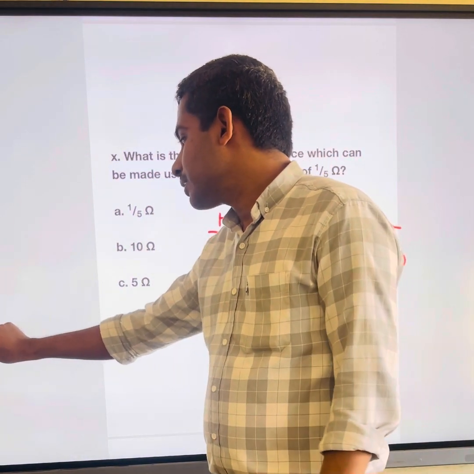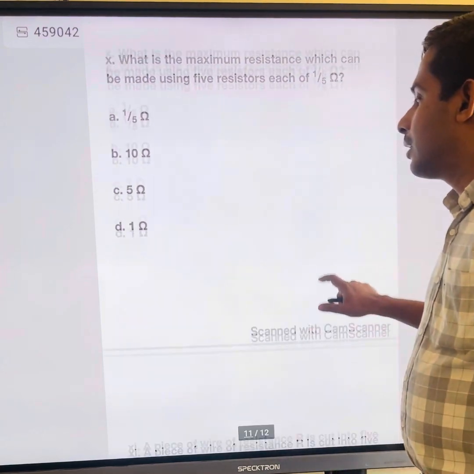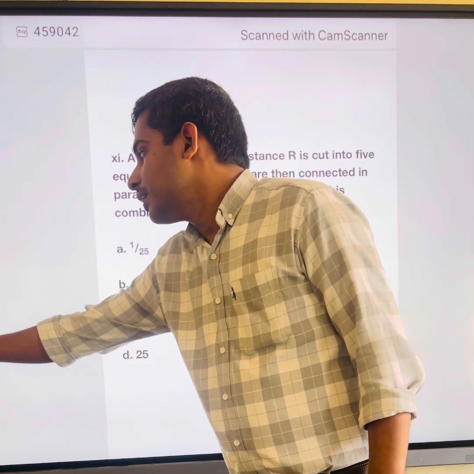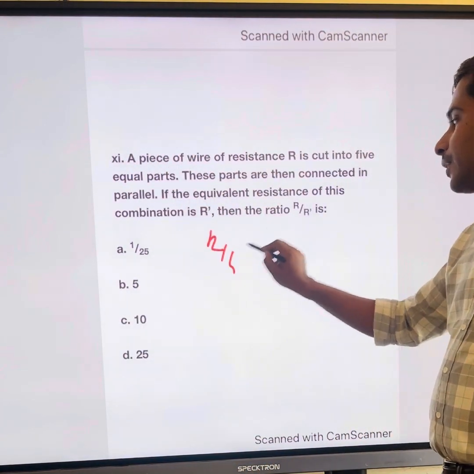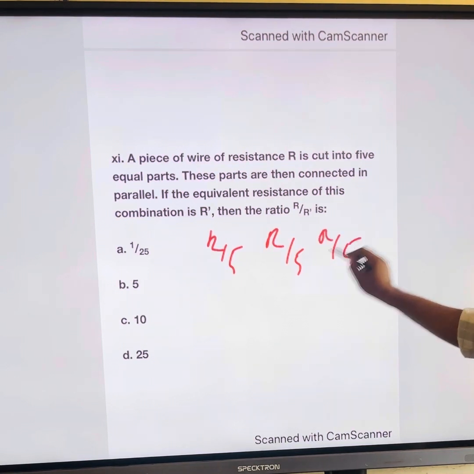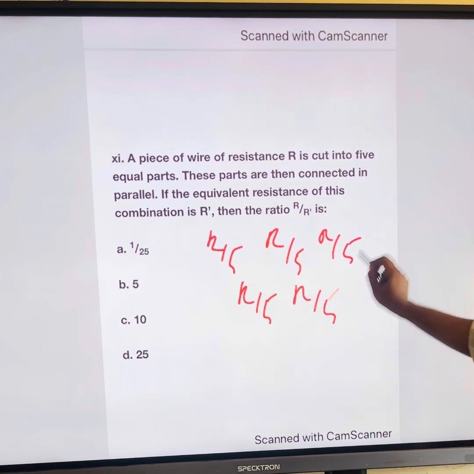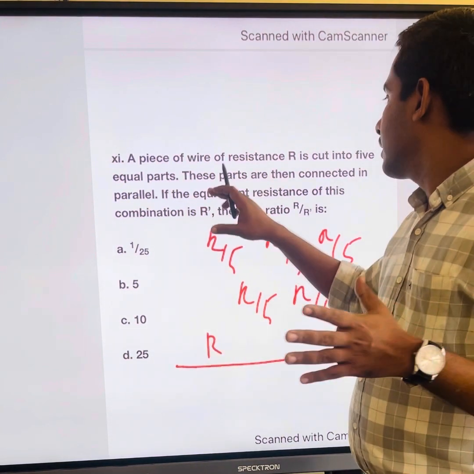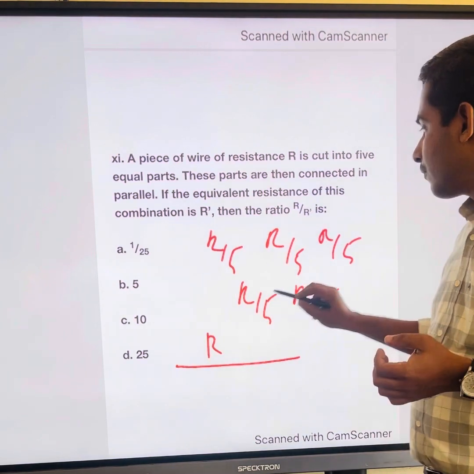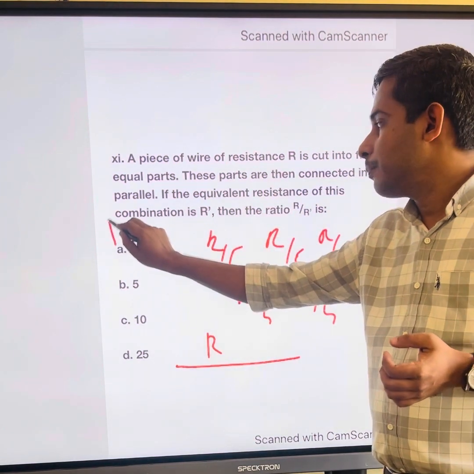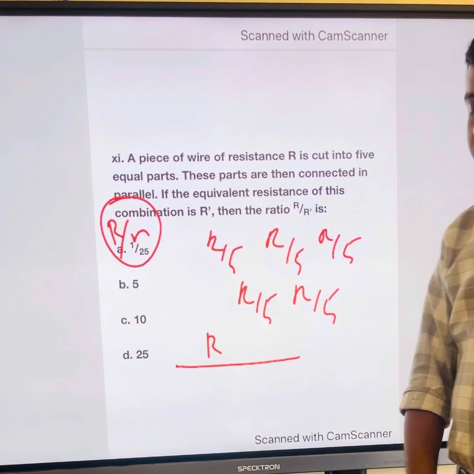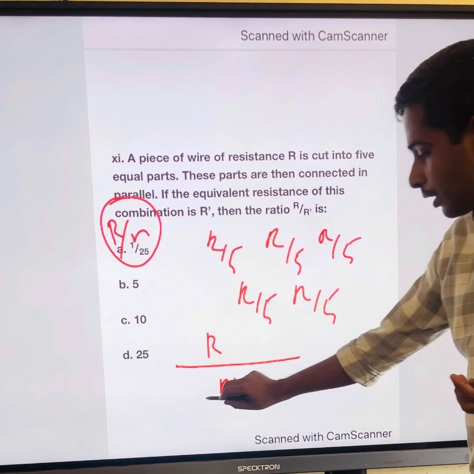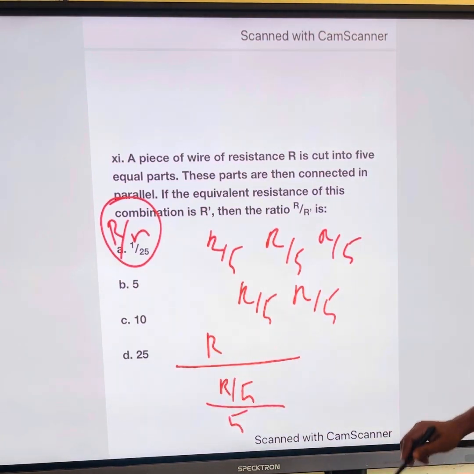Then I am moving to the next question. A piece of wire of resistance R is cut into 5 equal parts. That means R by 5, R by 5, R by 5, R by 5, R by 5. Like this, they are asking for the ratio. When we connect them in parallel, the effective value will be R by n. Here each is R by 5, how many? 5 actually. So how can we do this?